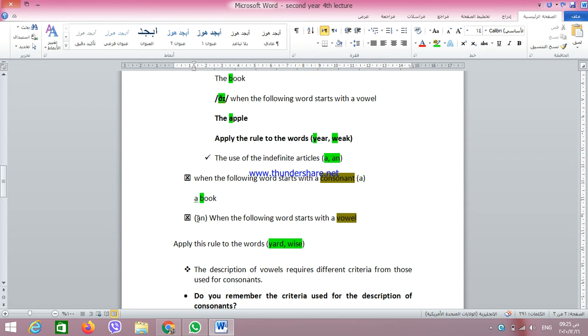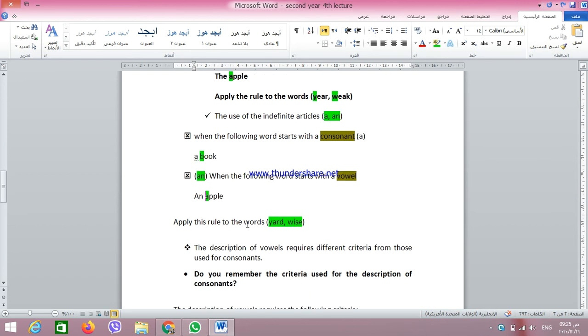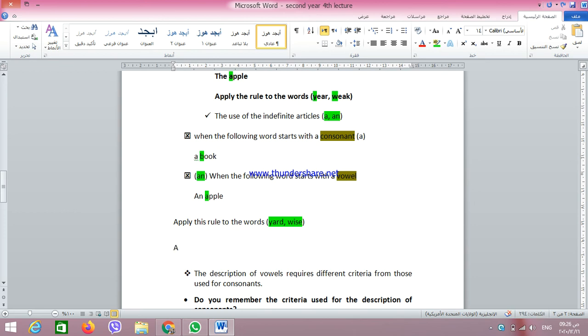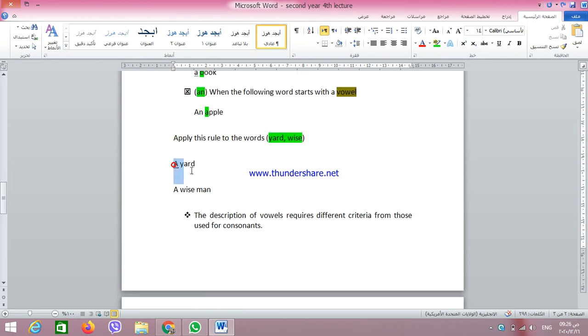And an is used when the following word starts with a vowel. So we say an apple, because this is a vowel. Now, if we apply the same rule to the pronunciation of the words yard and wise, what are you going to find? We will find a yard, not an yard, and a wise man. We do not say an wise man, okay?